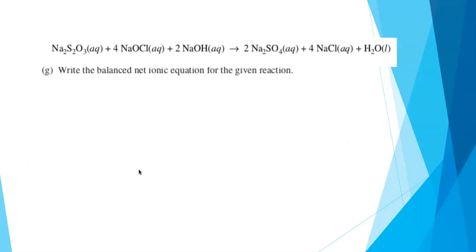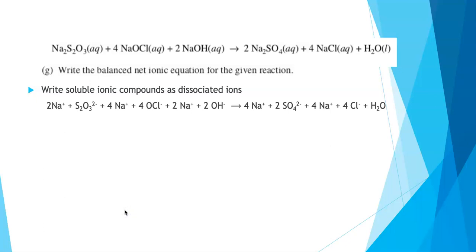Okay, last thing we need to do, write the balanced net ionic equation for the given reaction. And for this, you have to really know how to dissociate soluble ionic compounds into their component parts. I know a lot of my students ran into trouble with this because they didn't always recognize the anions, and I got some goofy responses with that. So the first thing you should do is take all your soluble ionic compounds and write them as dissociated ions. So that's what I've got here. There are 2 sodium ions, the thiosulfate ion, 4 sodium ions, the hypochlorite ion, more sodium ions, hydroxide ions. That's all my reactants.